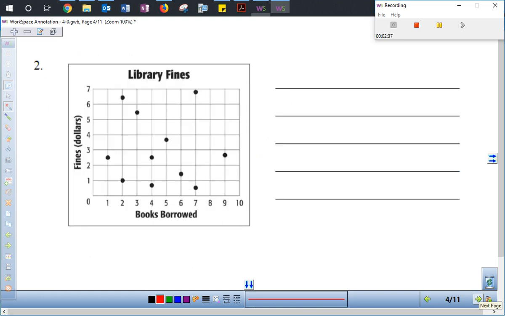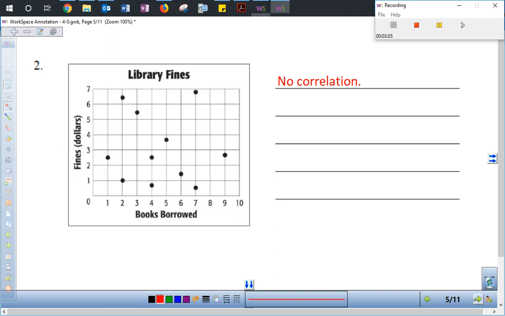Now if we look at number 2, we're talking about library fines, and it shows the number of books borrowed, and we're comparing it to how many fines they have in dollars. Now if you look here, I have dots all over the place. They don't really show a general pattern. They're not really all going up together. They're not really all going down together. That means this graph has no correlation. That means the number of books borrowed doesn't necessarily affect how many fines you have in dollars.